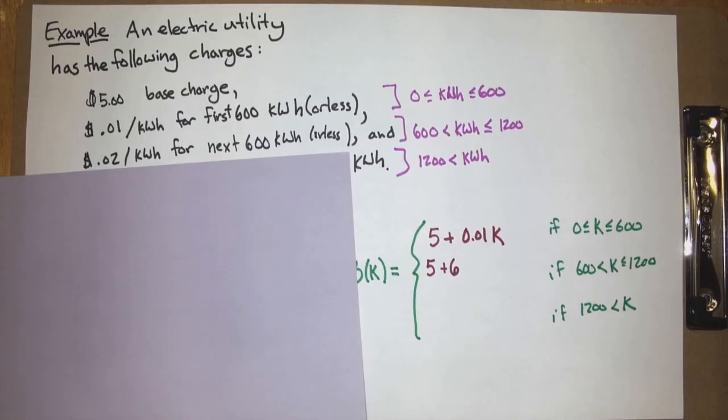It's 0.02 times the number of kilowatt hours, but we already got charged for the first 600. So we can't be charged again for those 600 kilowatt hours. Now we only need to be charged for the kilowatt hours past 600. So how many kilowatt hours do we have left to be charged? We've already paid the bill for 600 of them. We've used K of them. How much is left to be charged?